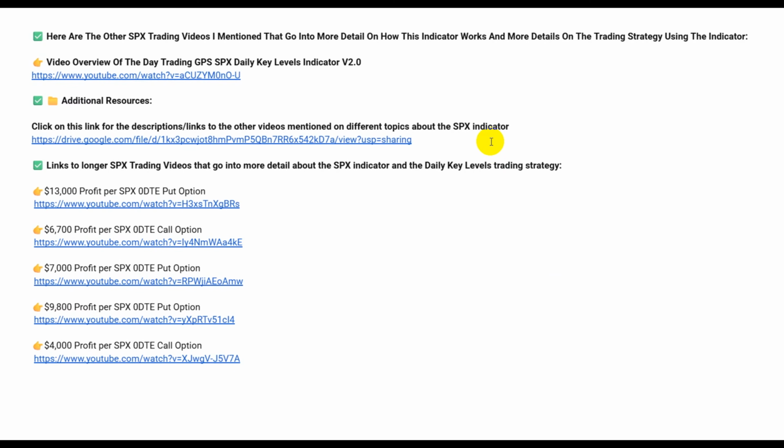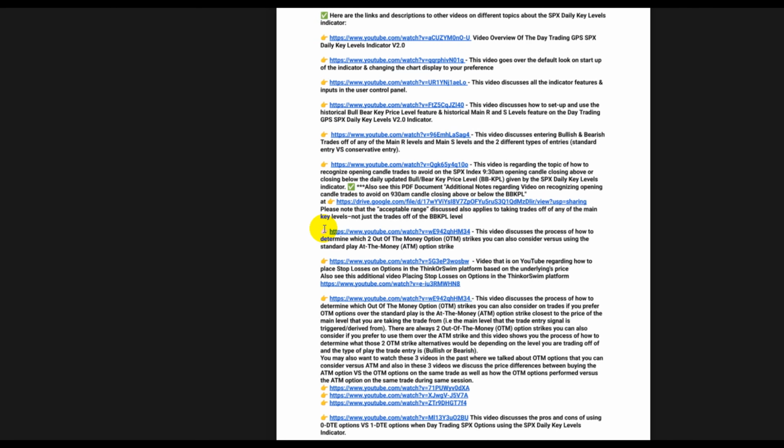If you click on this Google Drive link, we'll show you what screen that takes you to. That'll take you to this particular document, which will have links to other specific topics that are covered about certain aspects of utilizing the indicator.